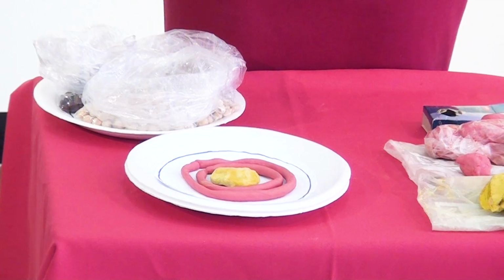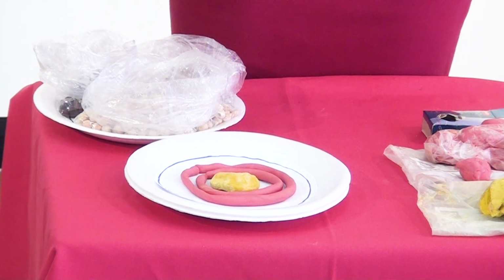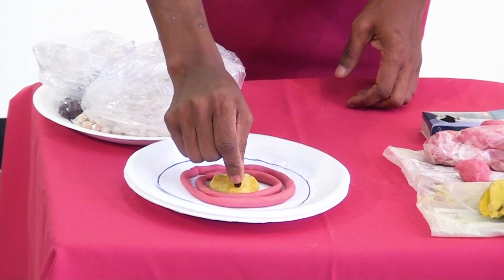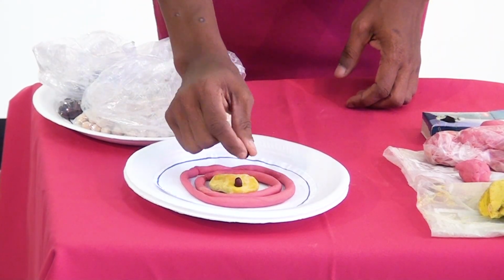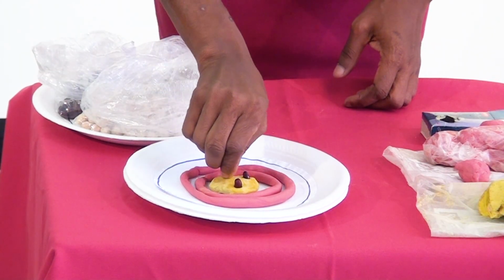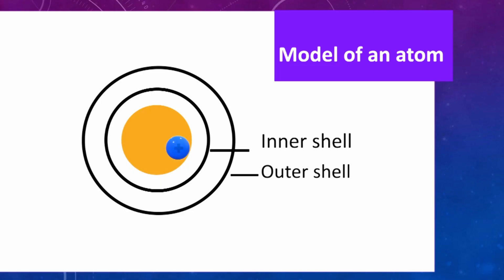So I have 3 red pea seeds. I'm going to call these my protons. So I have 3 seeds. Look, you see I'm putting 3 red pea seeds. So this would represent my protons. I have 3 protons in this particular atom.